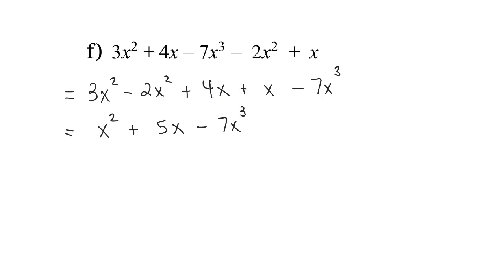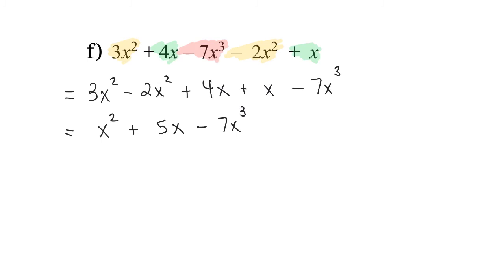And for example F, we've got a bunch of different variables in this question. And this time you have variables that also have exponents attached to them. So when we're collecting like terms, we've got a couple of sets. We've got a 3x squared that goes together with this minus 2x squared. We have a 4x, which goes together with this 1x. And then we just have this negative 7x cubed kind of by itself. There are no other terms in this expression that have an x cubed.